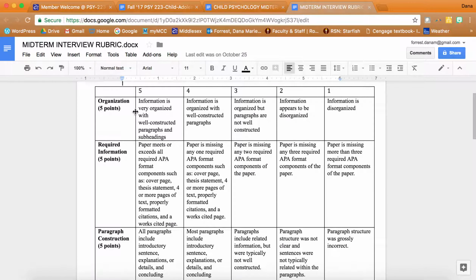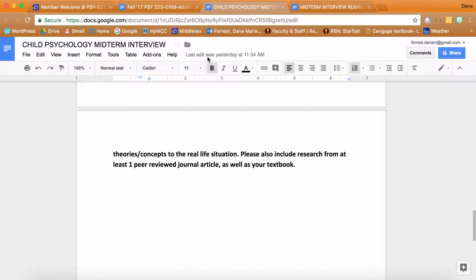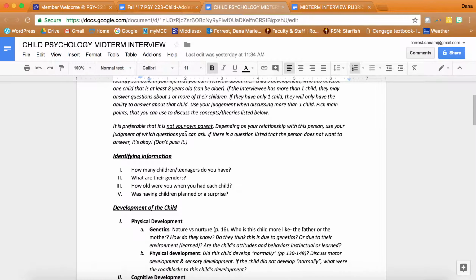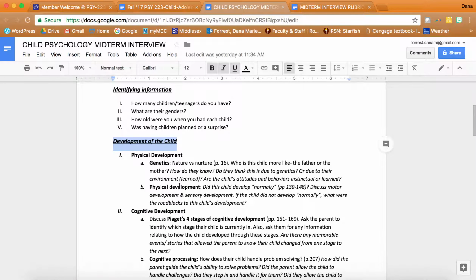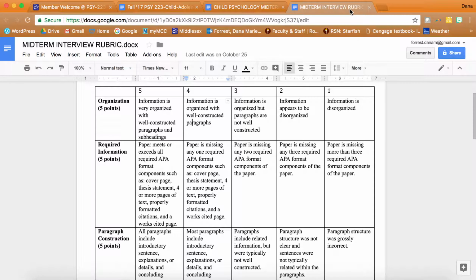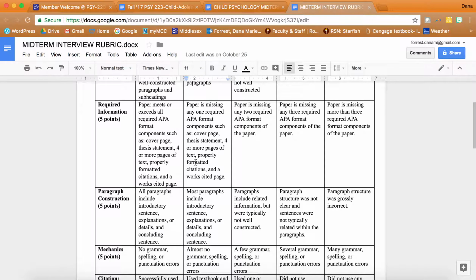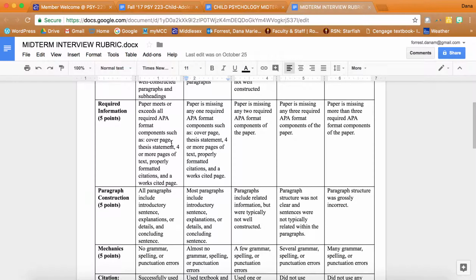There's a rubric here. The first thing is organization, and I want you to use subheadings. This is how you get 5 points instead of 4. Let me go back, and I'll show you the example as well. These are the subheadings I use for this paper: identifying information, development of the child, and you can even use smaller subheadings. In between subheadings, you want a couple of paragraphs, and when you change subject, you'll add a new subheading. I'll explain that a little further in the sample. Required information: 4 or more pages of text. You want to use citations and have a works cited page along with your cover page.